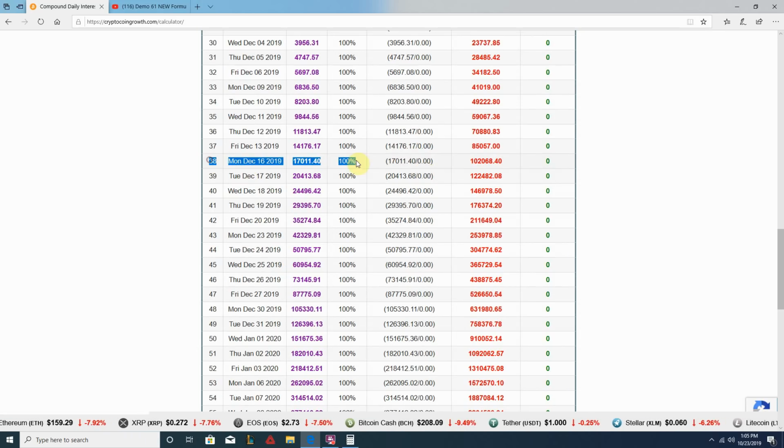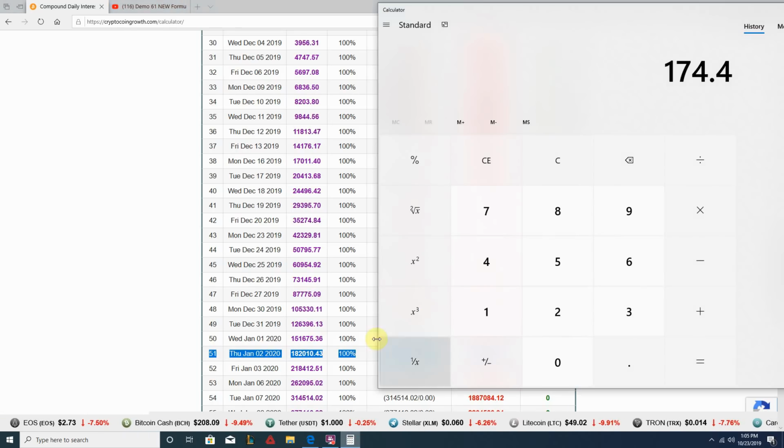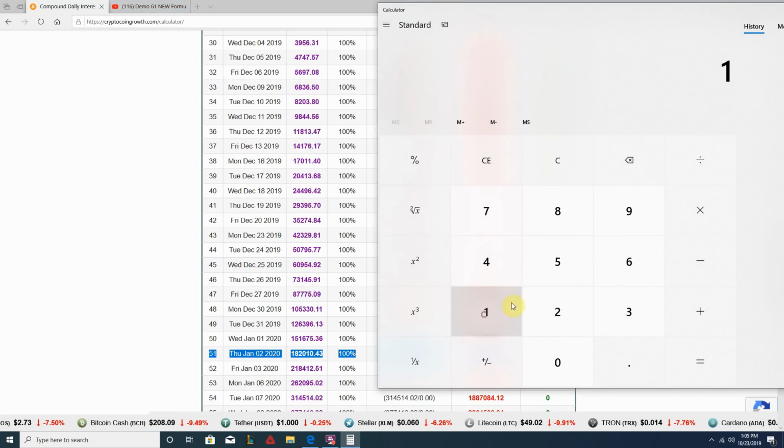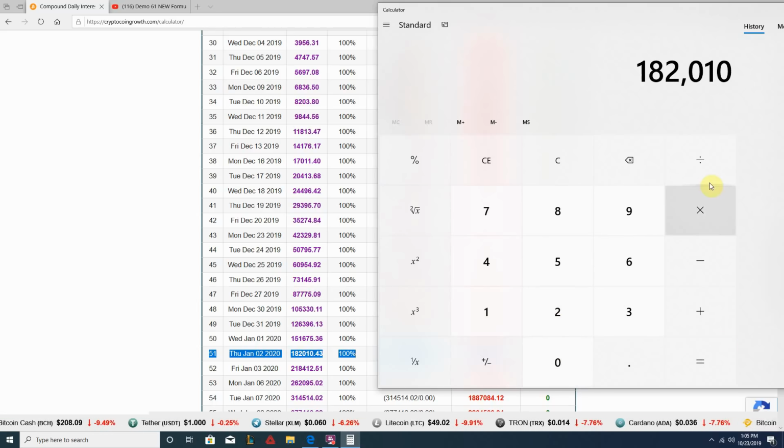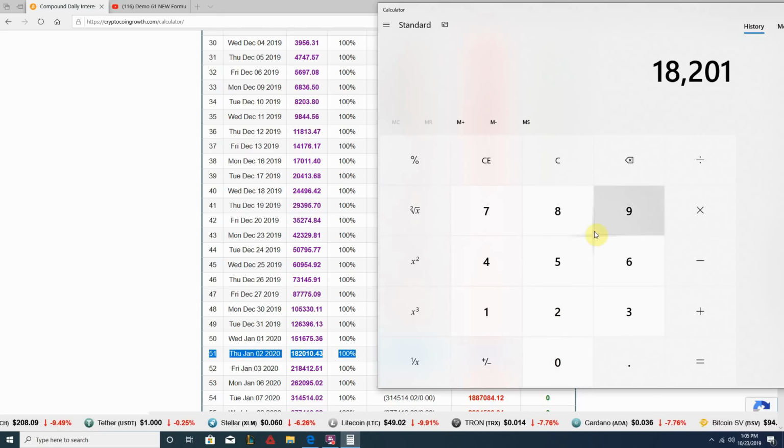So on your 38th trade, oh no, that's not right. On your 51st trade, you gotta make 182,010. Divide that by 10. You gotta do $18,000 a pip.